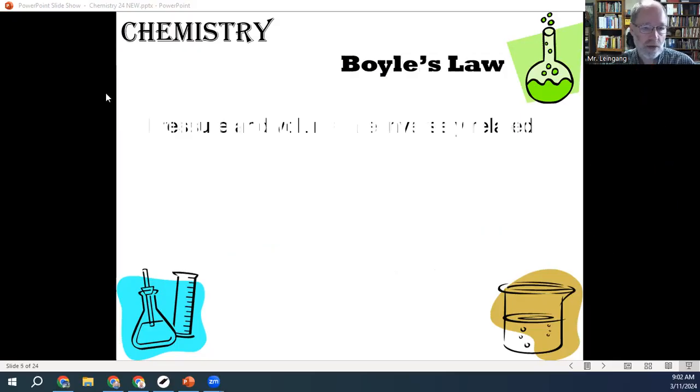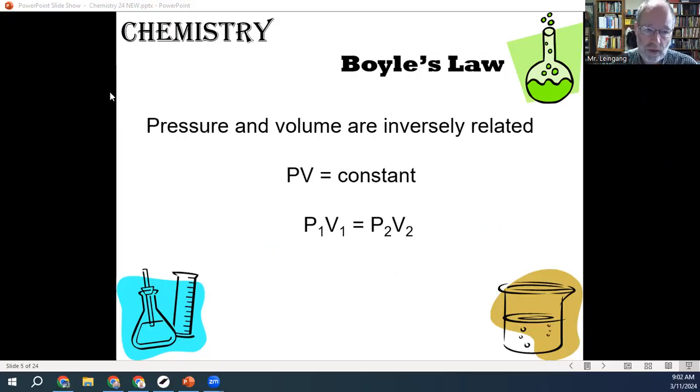Okay, let me move beyond pressure. Once we start to realize that gases exert pressure, we start to study and realize there's a relationship between the volume of the gas and the pressure of the gas. There was a scientist named Boyle who was studying this relationship between pressure and volume, and he discovered that pressure and volume are inversely related.